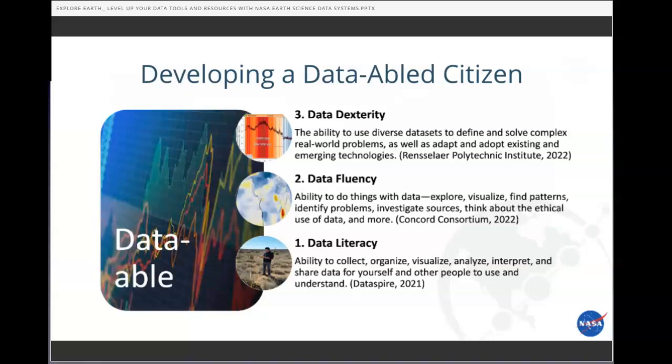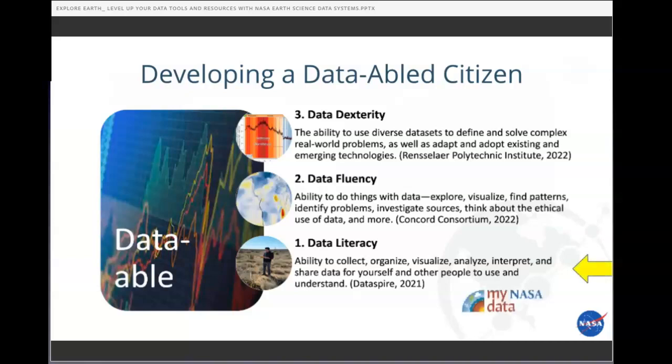Those are the basic skills. And those are the skills that data fluency and data dexterity, which we're not going to get into with the time that we have and the needs of this group. But I want you to think about, if we are going to raise and rear data-abled citizens to be able to solve some of these wicked problems, then we really need to start with that data literacy piece. And there are programs like My NASA Data and GLOBE that are doing just that.